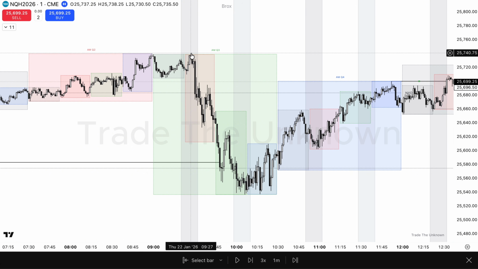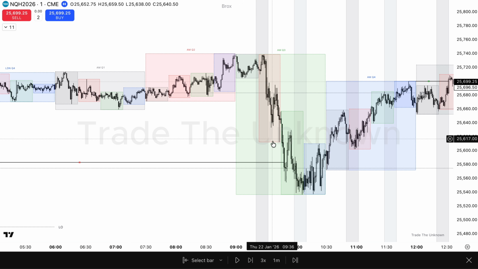And you can see that it manipulates higher. If you don't get in here, you can wait for clear signs of distribution. And you can see that with this candle, once you get that retracement back in here, you can consider this high to now be the high of this inducement window. And then what you're going to do is you're going to wait for price to reach your targets.